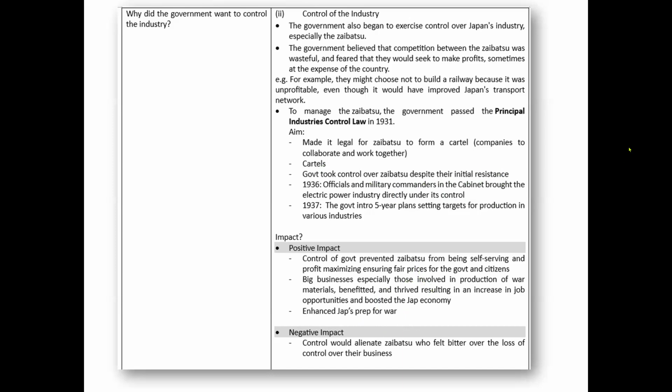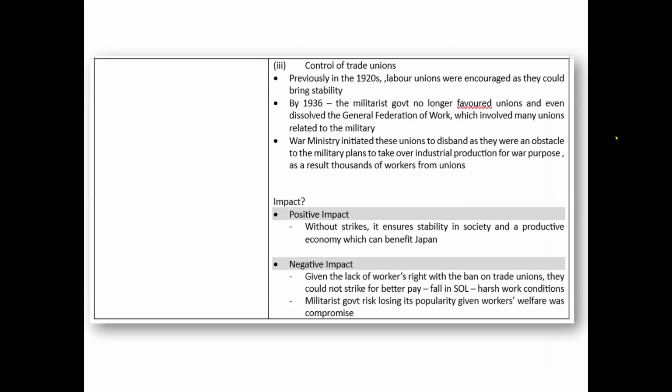But of course, it made the Zaibatsus, those who were businessmen, very bitter that they now no longer have independent control over their big businesses. Trade unions, even though initially they favored trade unions, were very much for the workers. It was dissolved, unless it's related to the military.